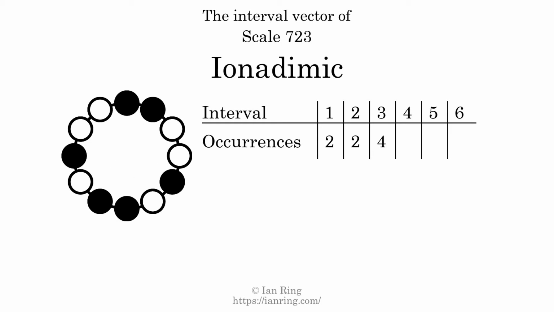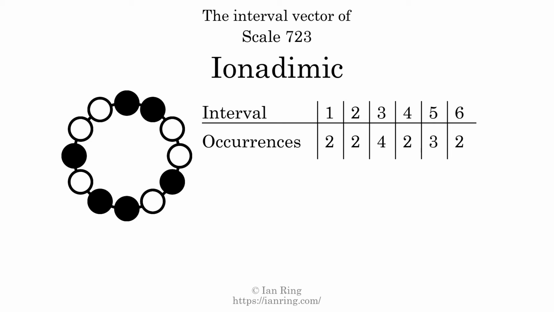There are 4 intervals with the size of 3 semitones. They are here, here, here, and here. There are 2 intervals with the size of 4 semitones. They are here and here. There are 3 intervals with the size of 5 semitones. They are here, here, and here.